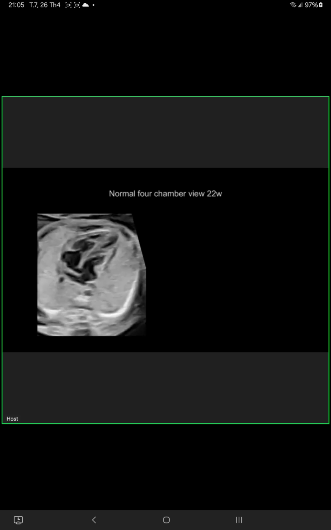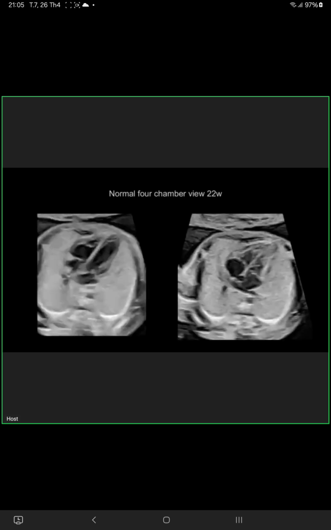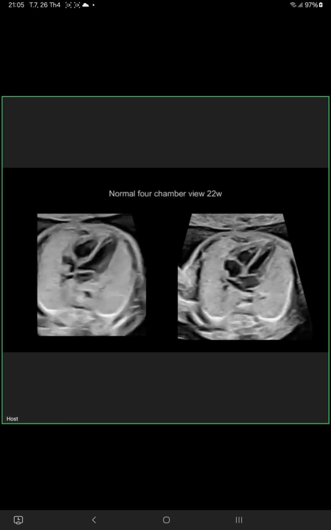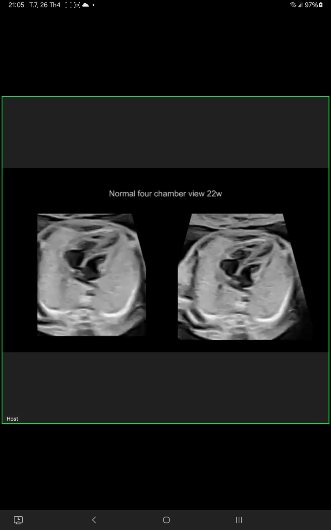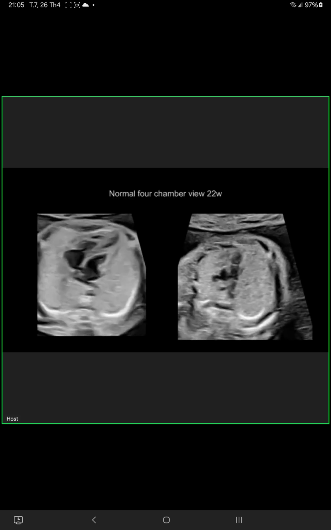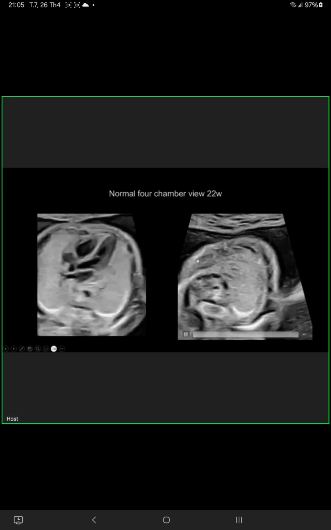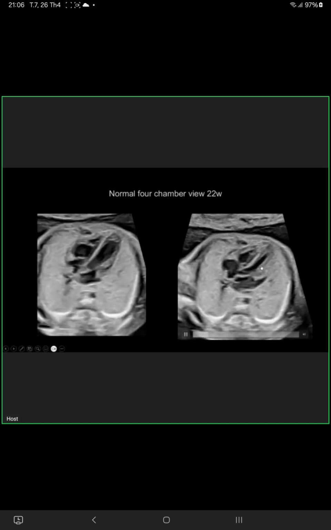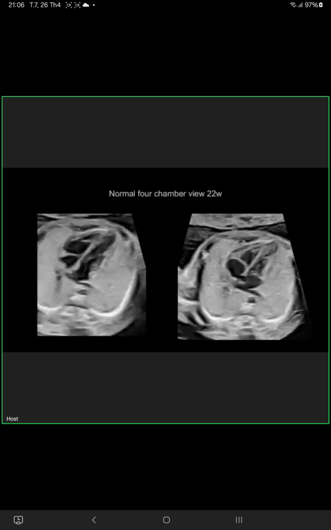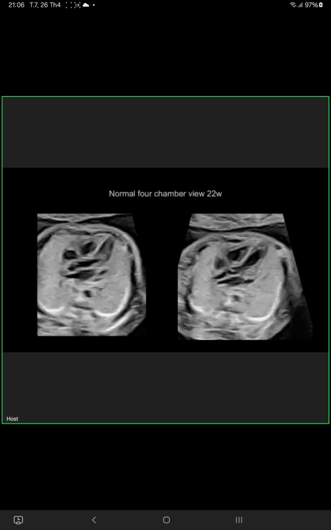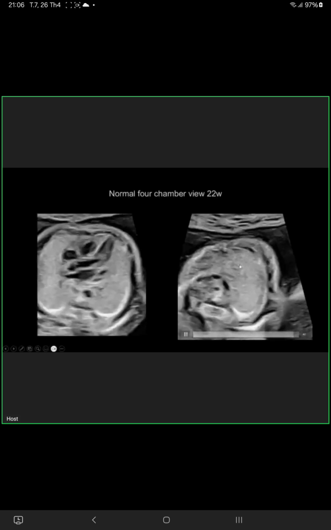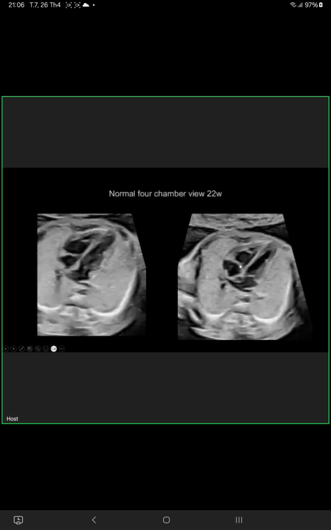I think it's much better to look at the heart live, with clips. And you can see here a normal four-chamber view at 22 weeks. Slow, the same, slow: left ventricle, right ventricle, normal opening of the valves, normal movements of the ventricular septum, and crossing between great vessels.